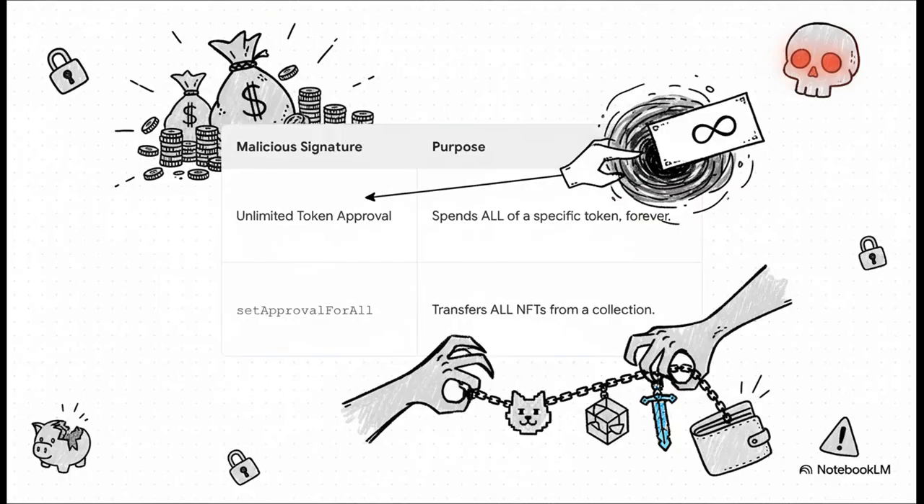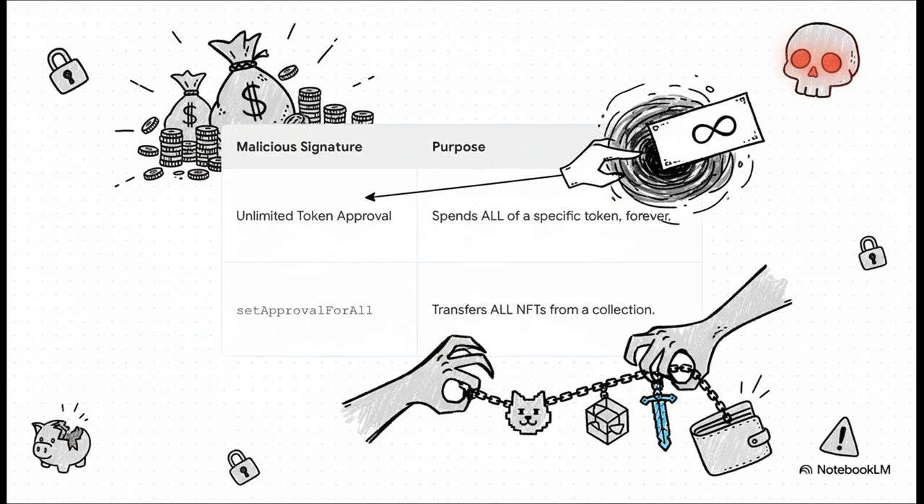Now, there are 2 main traps they set, and you've got to know them. The first is an unlimited token approval. This is basically like giving a scammer's contract a blank check. You're giving it permission to withdraw all of a specific token from your wallet, not just now, but forever.